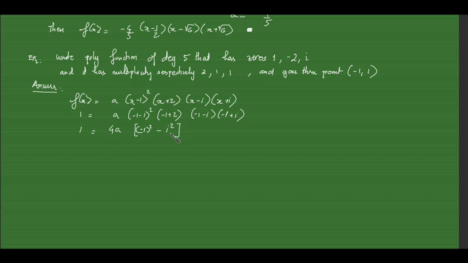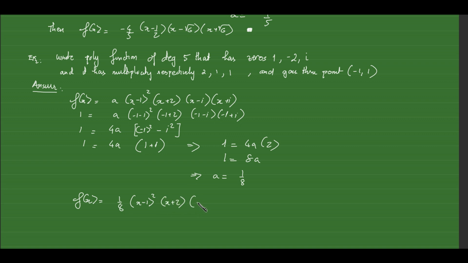Okay, let me see, is this good or not. Okay, so what does it give you? Negative 1 squared is 1, i squared is negative 1, negative negative becomes 1, so this means that 1 equals 4A times 2, which is 1 equals 8A, right? So A will be 1 over 8. Then your function will be f of x equals 1 over 8 times (x minus 1) squared, (x plus 2), (x minus i), (x plus i). There you go. So that will be your final answer.